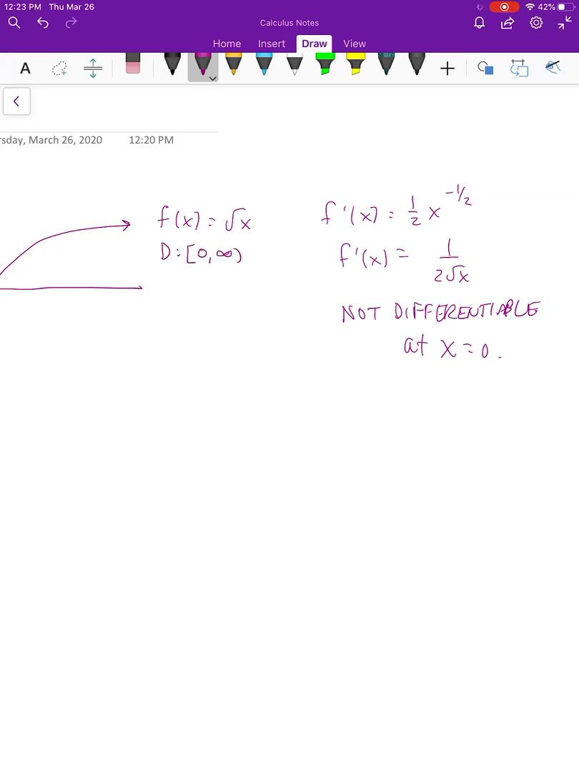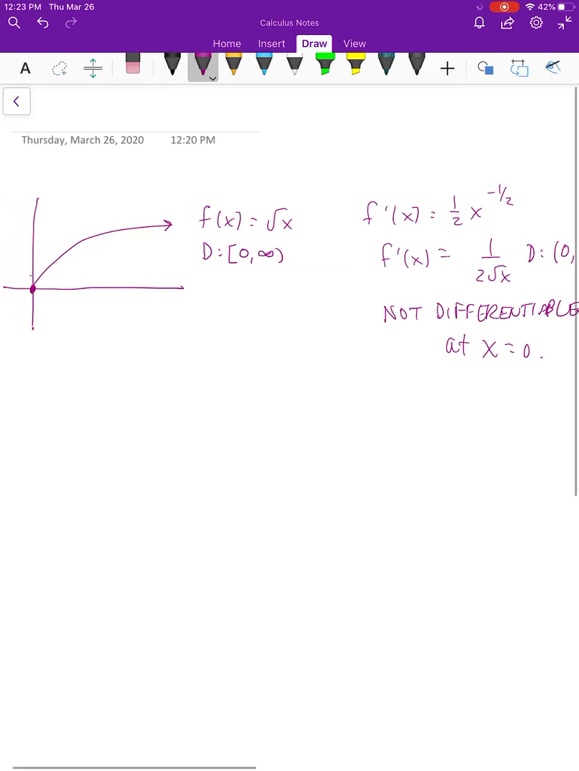So this function has a domain with bracket 0 to infinity, but your derivative has a domain of parentheses 0 to infinity, okay? But the mean value theorem still works.